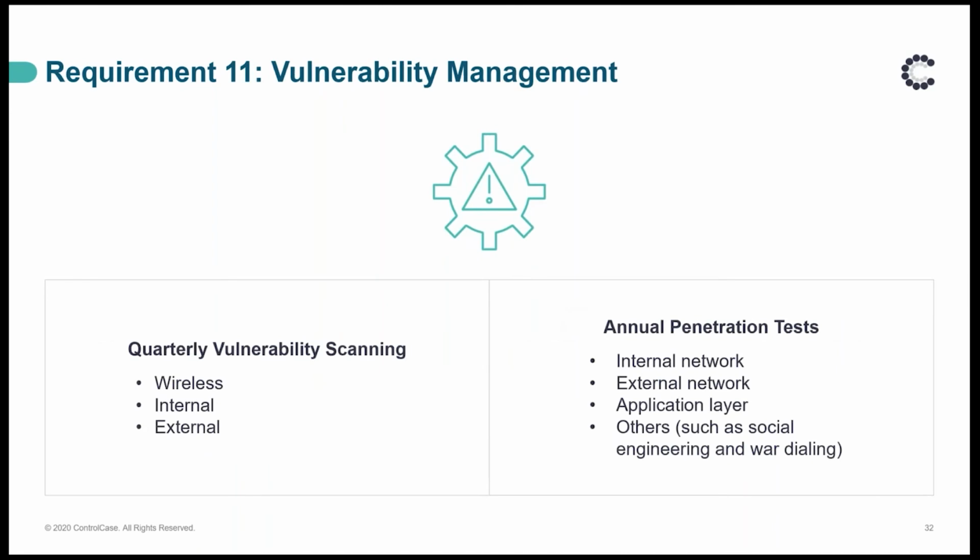Requirement number 11 is around vulnerability management. A lot of you might be familiar with this. So 2 things that have to be done very frequently: internal and external vulnerability scanning and wireless access point reviews need to be done on a quarterly basis. And then penetration testing, which includes internal, external, application, segmentation, and so forth, need to be done on a frequent basis as well, typically annually, but it could also be semi-annually. So requirement number 11 talks about vulnerability management, which includes scanning as well as penetration testing.